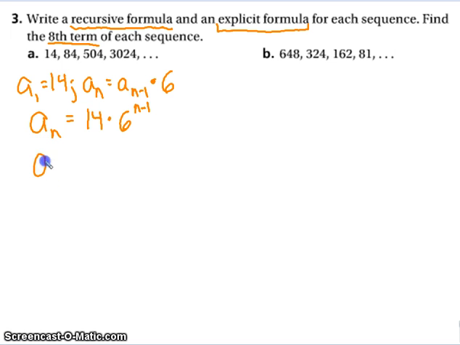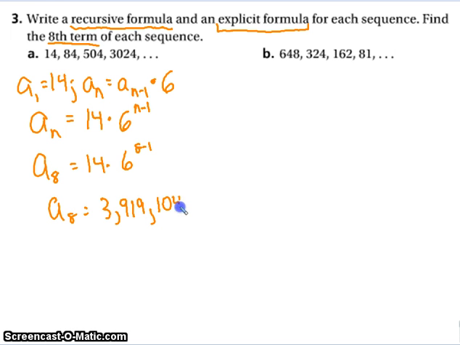And then we plug in an 8. So we get 14 times 6 to the power of 8 minus 1. So a sub 8 is equal to 3,919,104.